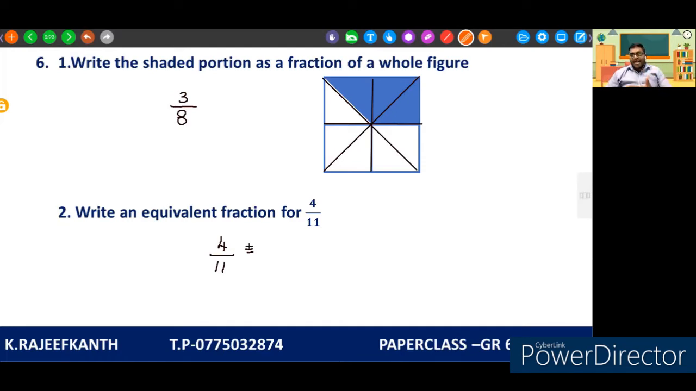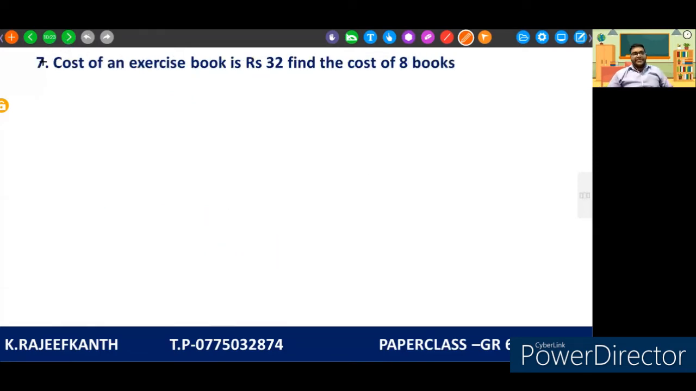So we have to multiply the numerator and the denominator by a number. You can multiply by 2, 3, 4, 5, whatever it is. You can multiply by any whole number, right? Here we will multiply by 2. Then 4 times 2 is equal to 8. Then 11 times 2 is equal to 22. Then the answer is 8/22. Then question number 7.